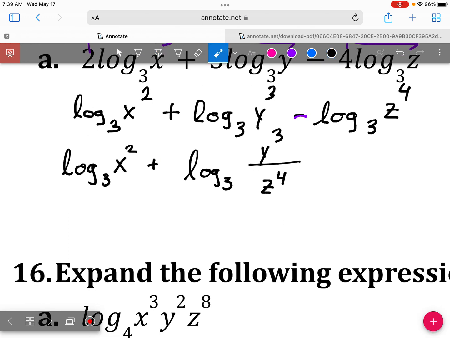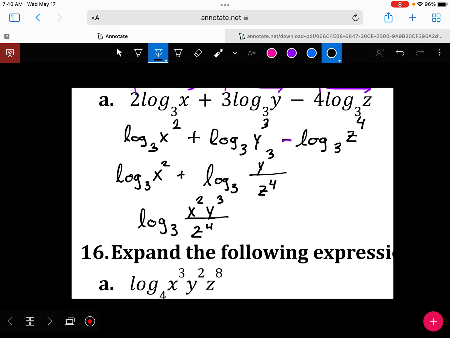And our last one, addition becomes multiplication. So again, the whole goal is to write log fewer times. We're going to wind up with just one log here. Log base 3. I'm going to multiply this times this, which is just going to put that guy on top: x squared y cubed over z to the 4th.